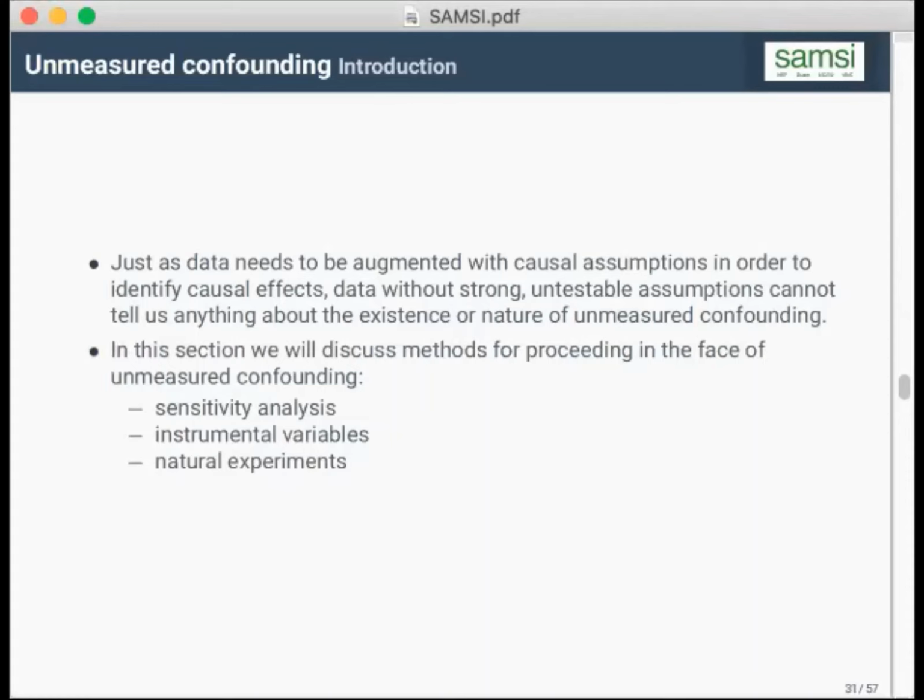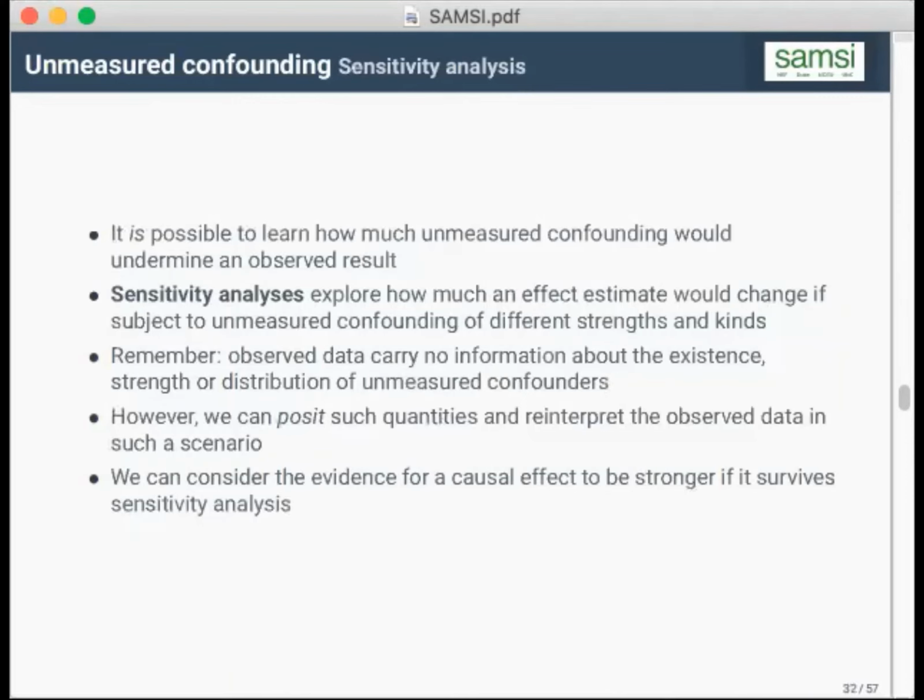So I'll briefly talk about three types of strategies: sensitivity analyses, instrumental variables, and natural experiments. The observed data itself cannot provide any evidence about the existence of unmeasured confounding. Whether or not all confounders were measured and controlled for is not something that you can ever check. But we can learn things like how much unmeasured confounding would be needed to undermine the result of this analysis. And that's the type of question that sensitivity analyses ask.